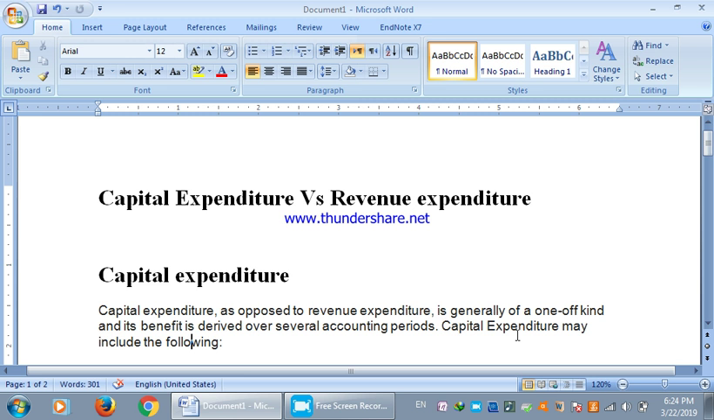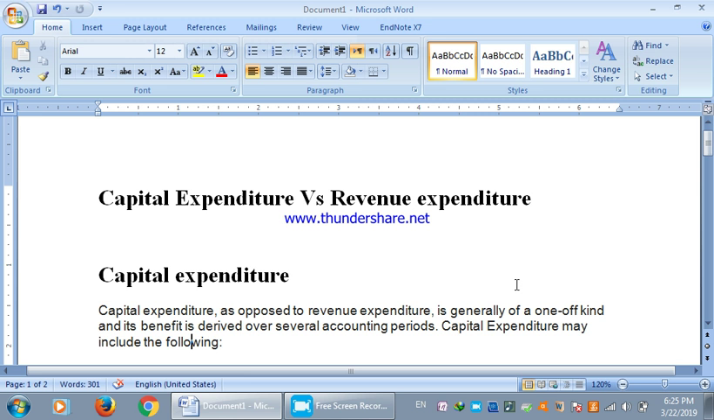There is a simple trick. All those expenditures whose benefit would be derived for more than 1 year are simply treated as capital expenditure, whereas those expenditures whose benefit would be for 1 year or less than 1 year would be treated as revenue expenditure. So simply, more than 1 year is capital expenditure, and 1 year or less is revenue expenditure.